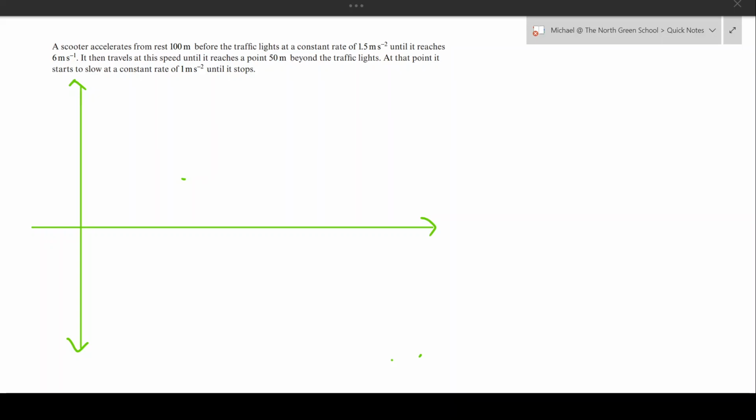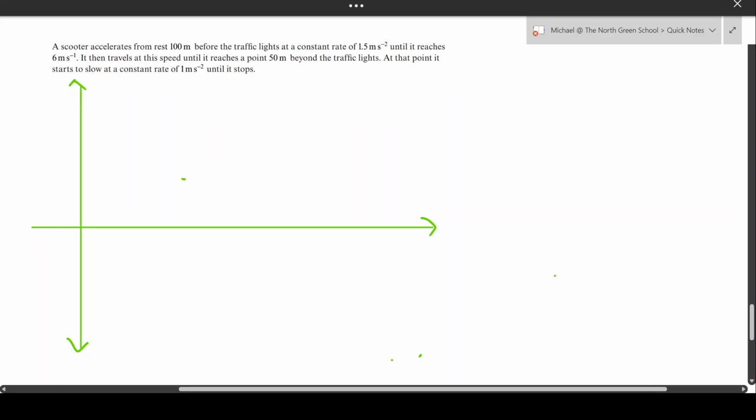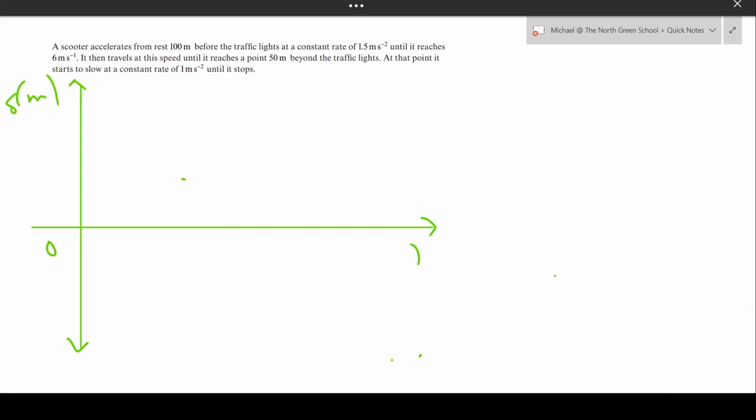Okay, we've got another question here for displacement time graphs. This is S in meters and this is time in seconds. So the question reads, a scooter accelerates from rest 100 meters before the traffic lights at a constant rate of 1.5 until it reaches 6 meters per second. It then travels at this speed until it reaches a point 50 meters beyond the traffic lights. Then it starts to slow down at a rate of 1 meter per second until it stops.